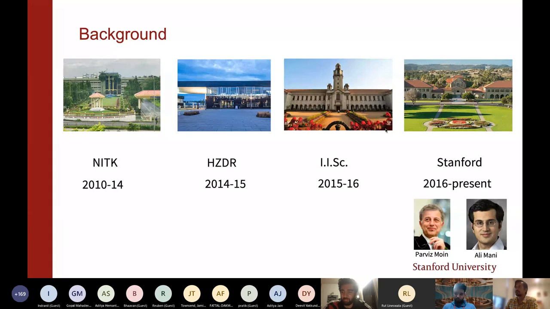And then I applied and started my graduate studies at Stanford. I work with Parviz Moin and Ali Mani. They're my advisors here.